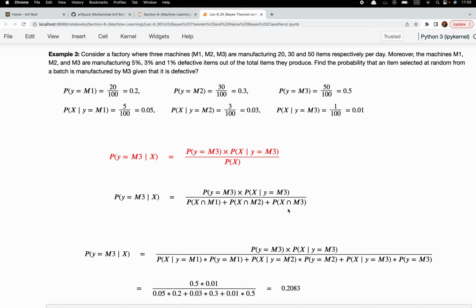And of course, we can calculate these three joint probabilities. For example, this probability of x intersection M1 will be equal to the probability of x given y equals M1 times the probability of y equals M1. And similarly, you can use the same conditional probability formula for the rest of these two probabilities in the denominator, and they will be expanded like this. And finally, substituting the values of all these probabilities, we get our answer, that is 0.2083, which is the probability of an item produced by M3 given that it is defective.